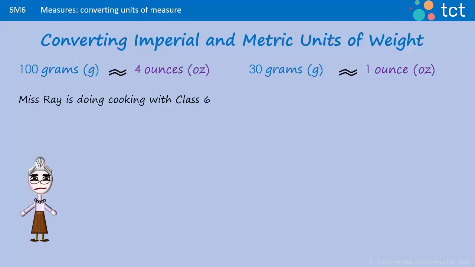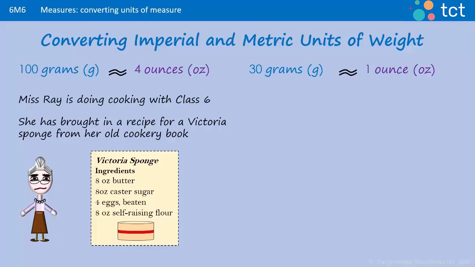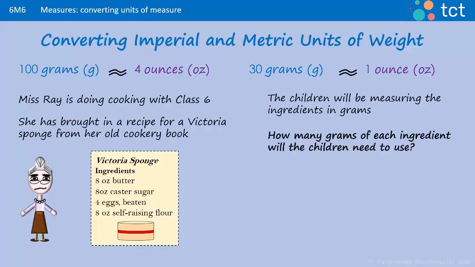Miss Ray is doing cooking with Class 6. She's brought in a recipe for a Victoria sponge from her old cookery book, and you can see the ingredients are given in ounces. The children will be measuring the ingredients in grams. How many grams of each ingredient will the children need to use?